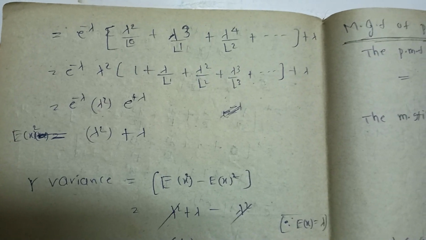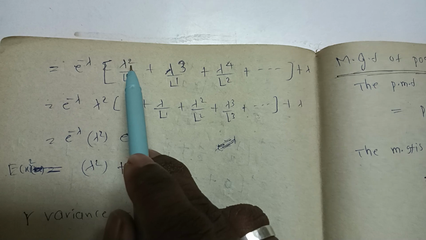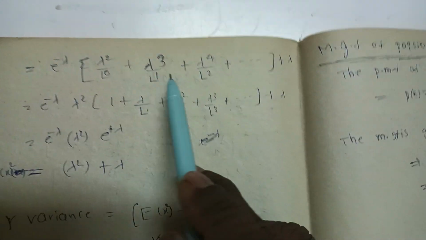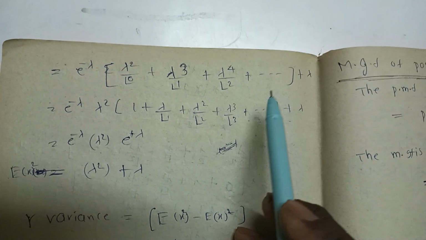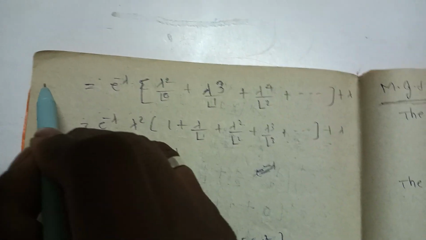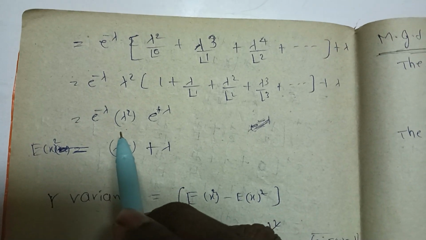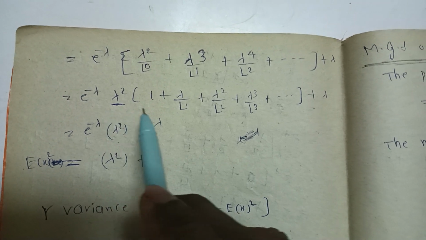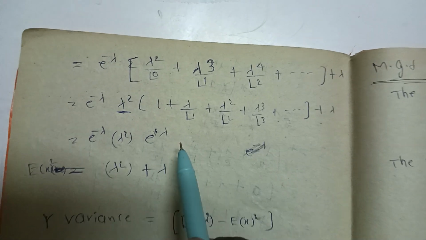Next, e to the power of minus lambda is common. So if you substitute the values of 2, lambda square divided by 0 factorial, lambda cube divided by 1 factorial, and so on, you are getting the value of E of x square. So e to the power of minus lambda is put outside, and taking the common value as lambda square, this will be the form of e to the power of lambda.